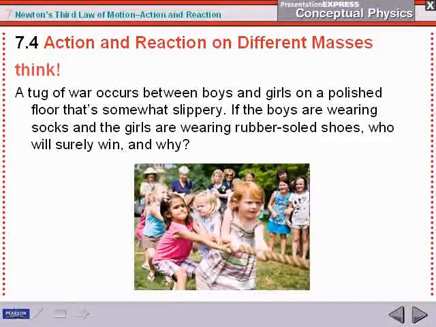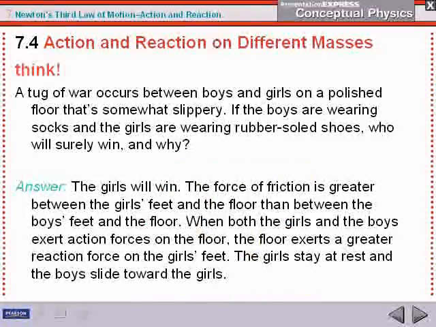Now, this is one you've got to remember for Blue White Day. Think of this example: you have a bunch of boys and girls on a polished floor that's somewhat slippery, and the boys are just wearing socks, and the girls all get to wear rubber-soled shoes. Who is going to win the tug of war? Now, you would probably be tempted to say the boys because they're bigger and stronger, but that's not the case. The girls are going to win, because the boys are not going to be able to get any traction on the floor.